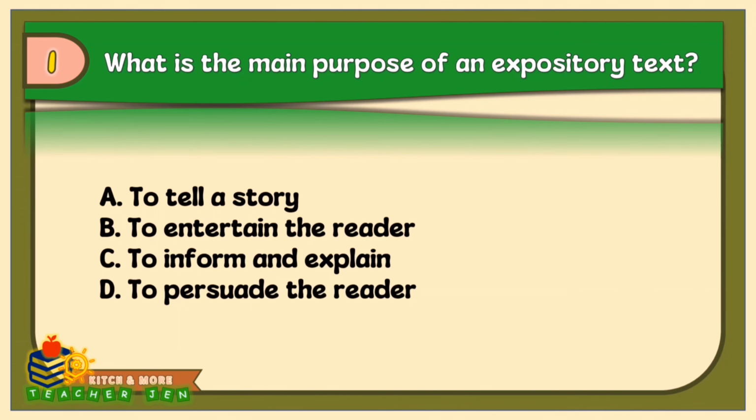Number 1. What is the main purpose of an expository text? A. To tell a story. B. To entertain the reader. C. To inform and explain. D. To persuade the reader. The correct answer is letter C, to inform and explain.